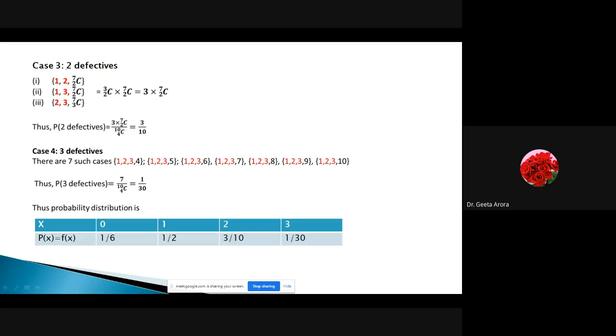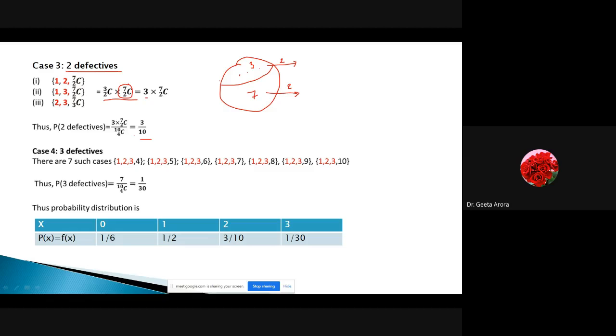Third case, we are saying 2 defectives. Correct? So in the same way, out of the total 10, as we have done the partition, these 3 are defective, 1 2 3, and here we have 7. Now we are saying 2 are defective, so from these 3 we are selecting 2. So the number of ways is 3C2, and from these 7 we are selecting 2 because in total we need 4. So it is 3C2 into 7C2. Correct? Again, 3C2 is 3. And the total probability is given by 3 into 7C2 by 10C4, which is 3 by 10.